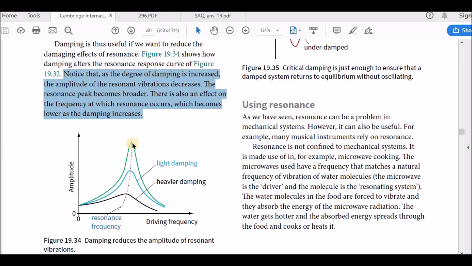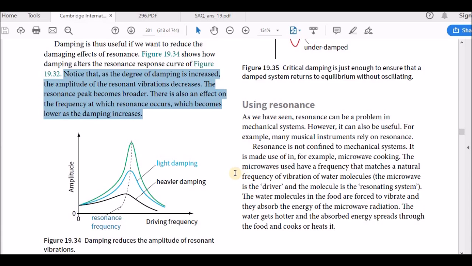Now here the tip is sharper. Here it's not as sharp. Can you see it's broader? Here also it's even broader. The resonance peak becomes broader. There is also an effect on the frequency at which resonance occurs. Can you see this tip of the curve is moving to the left? So that means the frequency also decreases. There is also an effect on the frequency at which resonance occurs, which becomes lower as the damping increases.